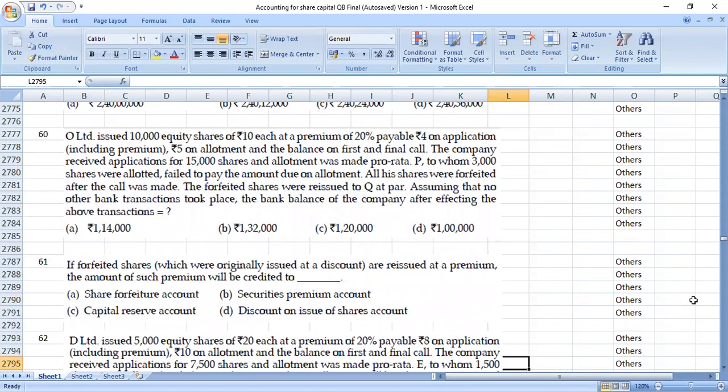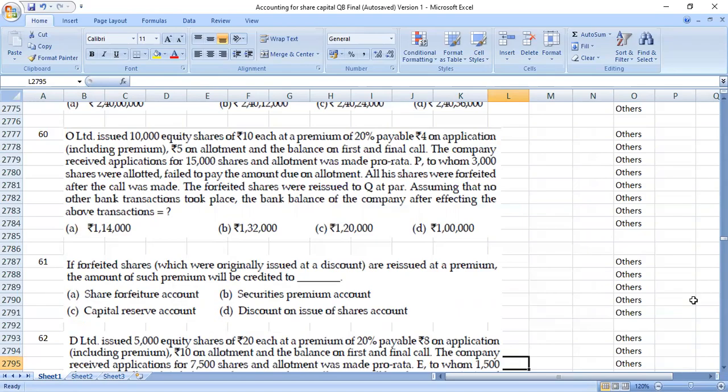With that, we have come to the end of that lengthy case study. Anyway, 60th. O Limited issued 10,000 equity shares of 10 each at a premium of 20% payable, 4 on application, 5 on allotment, and balance on first and final call. The company received applications for 15,000 shares and allotment was made pro rata. P, to whom 3,000 shares were allotted, failed to pay the allotment money when due. All his shares were forfeited after the call was made. Forfeited shares were reissued to Q at par, assuming that no other bank transaction.